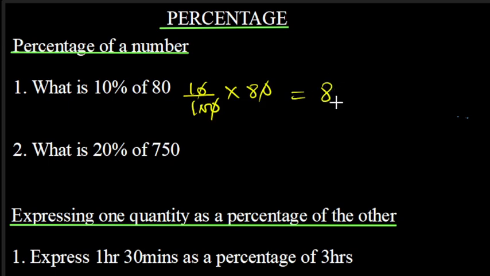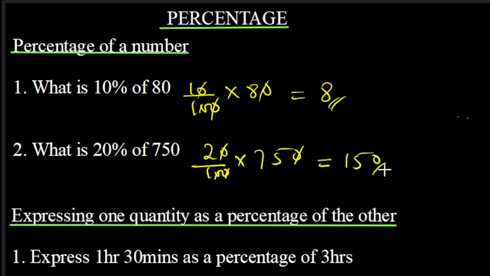All right, then for the second one, 20% of 750 is something as 20 over 100 times 750. Okay, 0, we cancel this, we cancel this, and we have 150.